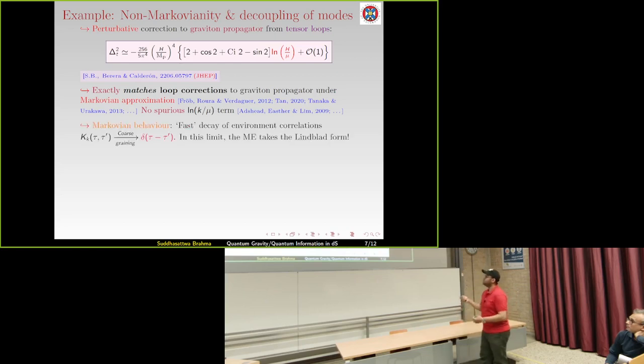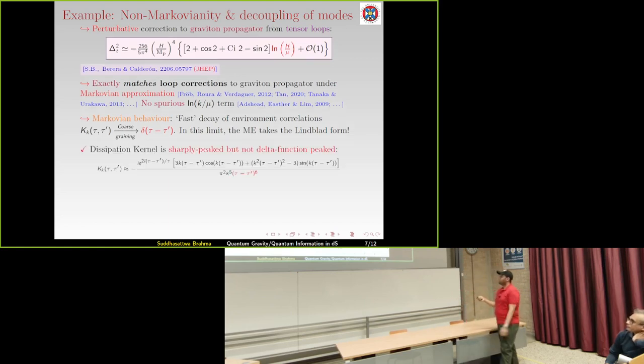But then we can go back and check whether this Markovian approximation was a good one. So we can check what is known as the dissipation or memory kernel for the environment degrees of freedom. For Markovian behavior, you need this memory kernel to be delta function peaked in time. It has to be time local. However, when we check this, we find that it is quite sharply peaked, going as some power of 1 over tau minus tau prime, but it's not delta function peaked. So there are deviations from strict Markovianity.